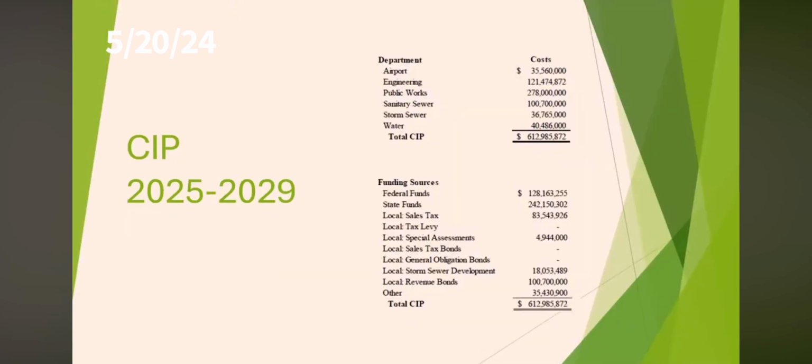All right, this is just a couple of slides from the CIP for the next 4 years. And these are some big numbers. The CIP total was just under $613 million in the top slide based on the different departments. The bottom slide shows the different funding, and where that's important is if you add up all those local funding sources, it's right at about $242 million over the next 5 years for local funding on these CIP projects.